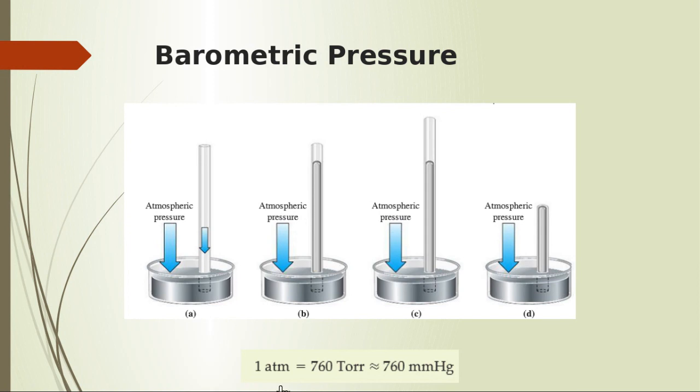Always, 1 atm equals 760 torr, which is approximately the same as 760 millimeters of mercury. This millimeter mercury is the height, so we call this 1 atm because the outside and inside heights are like that.